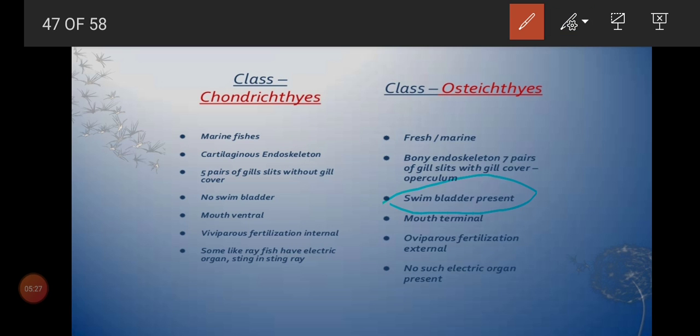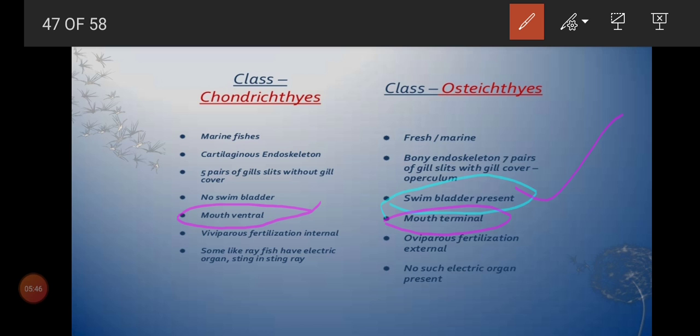Here the swim bladder, or air bladder, is present. So if it didn't swim, it won't sink in the water. Is that clear? And here the mouth is ventral, which means the mouth is in front. But here the mouth is terminal.